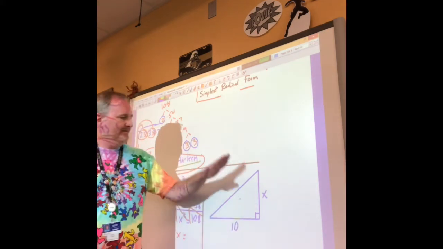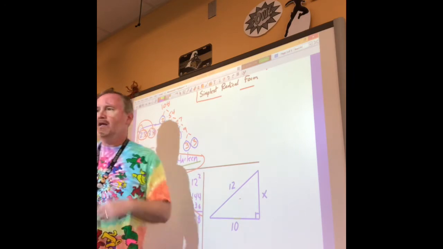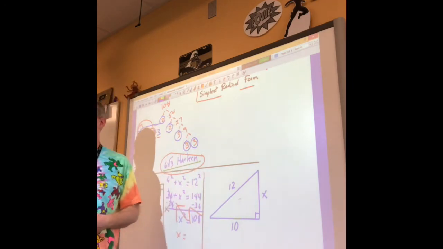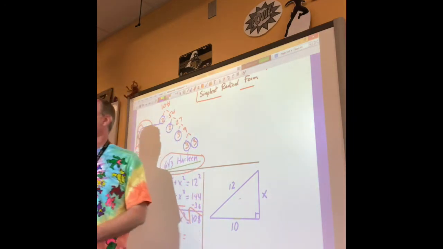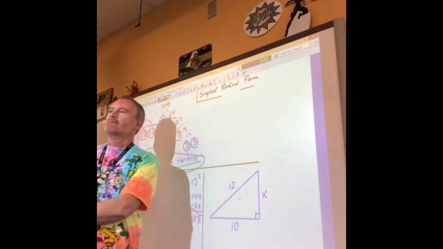All right, last problem for today. We got 12, an X, and a 10. Anybody think they know the answer to this one? We'll pretend like we're pausing for 31 seconds.